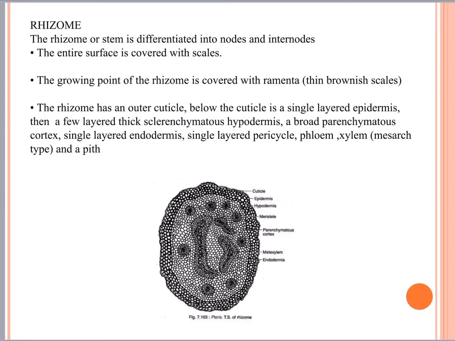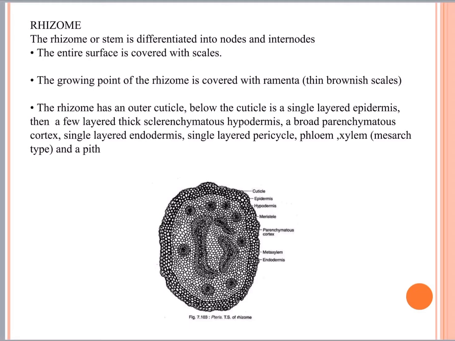Now the rhizome. The rhizome or stem is differentiated into nodes and internodes. The rhizome is basically an underground modified stem. The entire surface of the rhizome is covered with scales. The growing point of the rhizome is covered with ramenta. The rhizome has an outer cuticle.